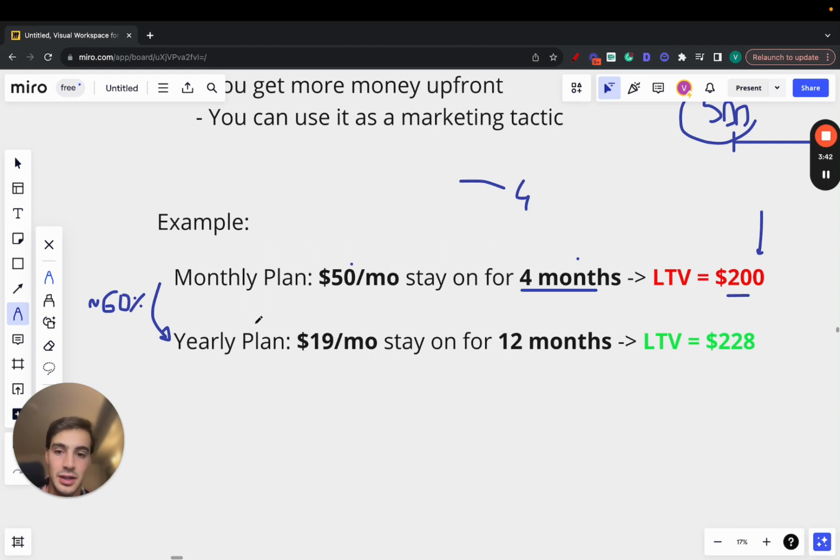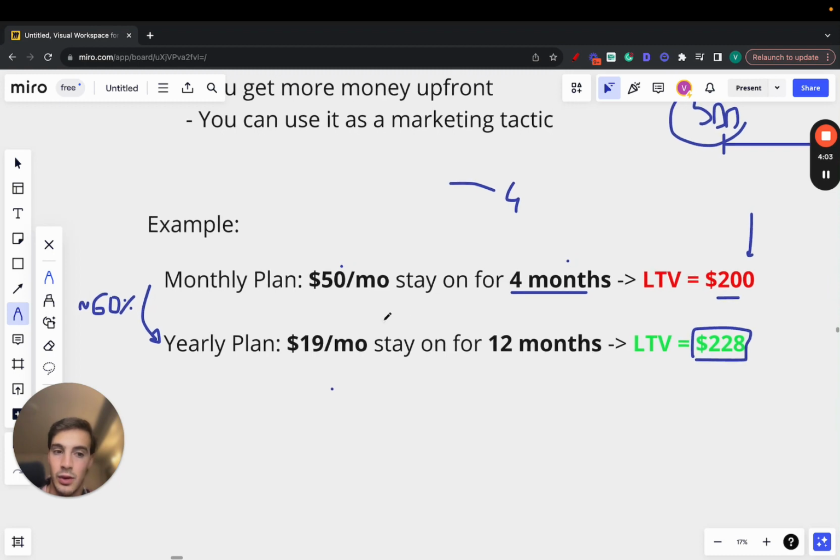So here's yearly plan. The yearly plan, of course, yearly plans, you announce them as how much they cost per month, right? It's a marketing technique on your landing page. Let's say it's $19 a month, right? Paid in full, of course, today, right? That means they paid today $228, right? Now, why is this better, right?